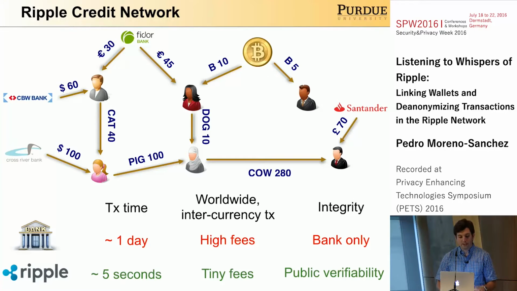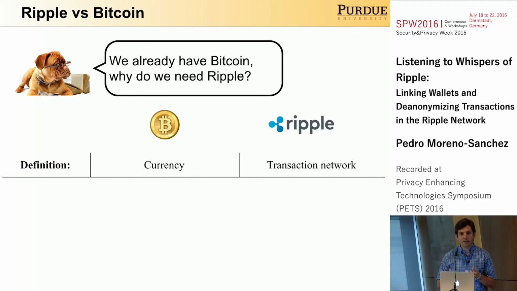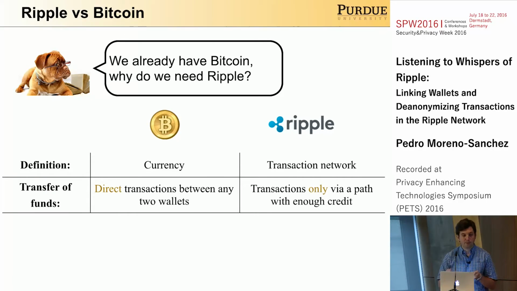At this moment, you can wonder, as Coco is doing here, if we have Bitcoin today already, why do we need Ripple at all? Well, let's compare them. Conceptually, they are different. Bitcoin is a currency and allows payments only in Bitcoin, while Ripple is a transaction network. As we saw, it's possible to perform transactions in any currency. Moreover, they differ in how funds are transferred between accounts. Bitcoin allows direct transactions between any two wallets in the system, while in Ripple, transactions between a sender and a receiver can be done only via a path from the sender to the receiver with enough credit.